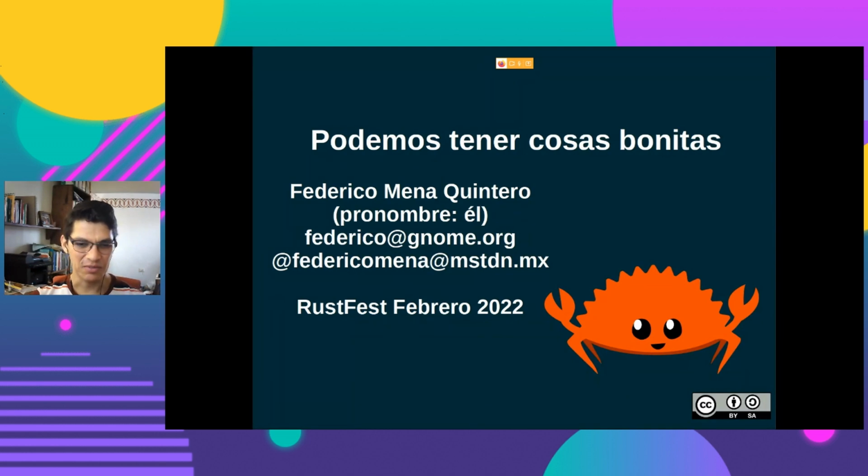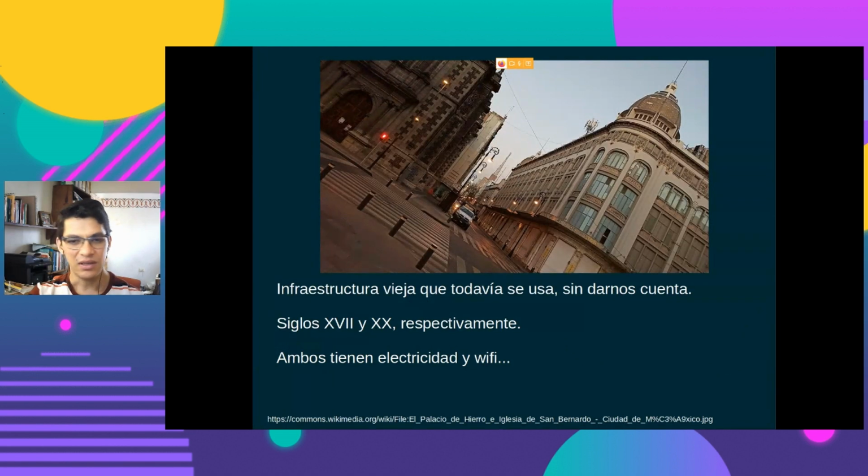As Julie introduced me, my name is Federico Mena. My pronouns are he, him, and I am one of the dinosaurs of free software. I started working with Linux in 1995, 96. And in 97, we started the GNOME Project at the National University of Mexico. That is a very popular environment in Linux. We have a lot of very old software, and I'm going to talk about it later and how we can improve all this infrastructure using Rust.